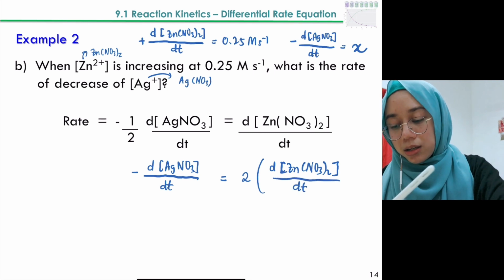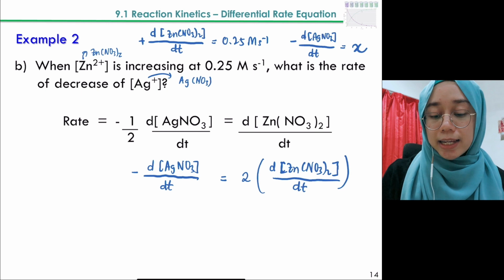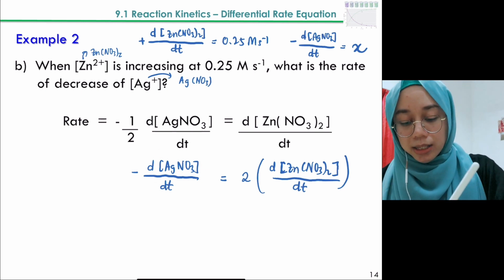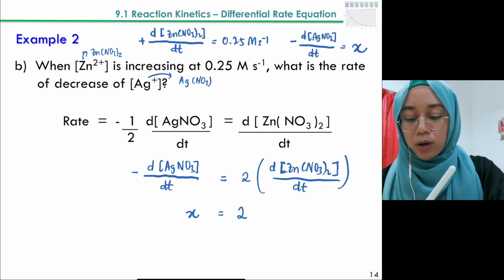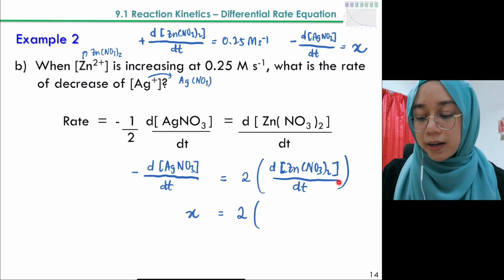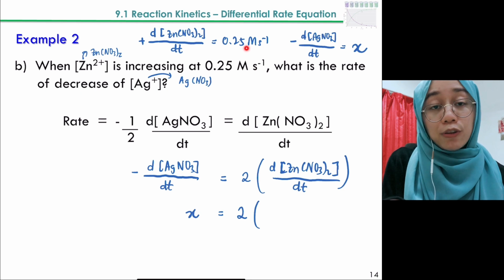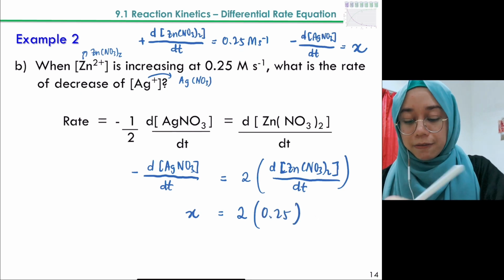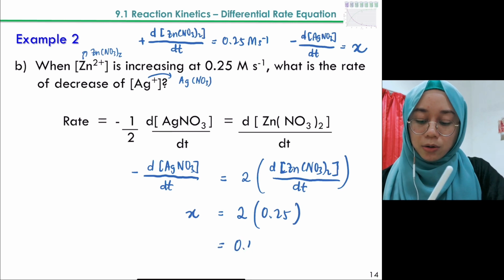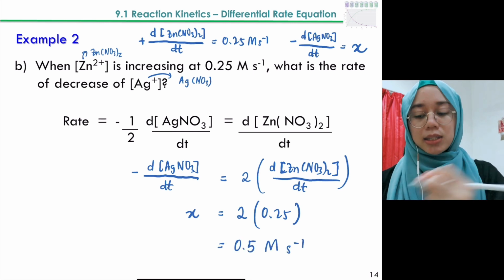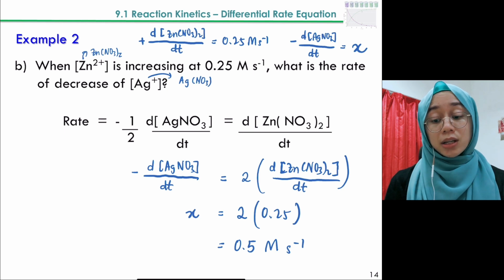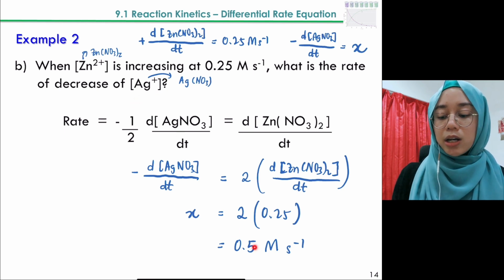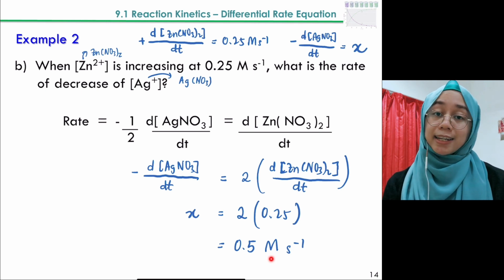over dt. Okay, therefore yang ni tadi kita anggap sebagai X kan. Okay, kita anggap sebagai X, so Miss letak substitute X kat situ, and then 2 ni pula, and then this one itself kan dia ada value dia sendiri, this one 0.25, therefore kita substitute masuk je. Okay, 0.25, therefore kamu akan dapat 0.5 molar per second. So the answer for this is berapa sebenarnya rate of decrease untuk kita punya silver ion? It is 0.5 molar per second.